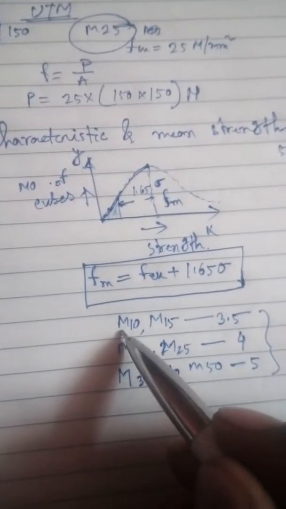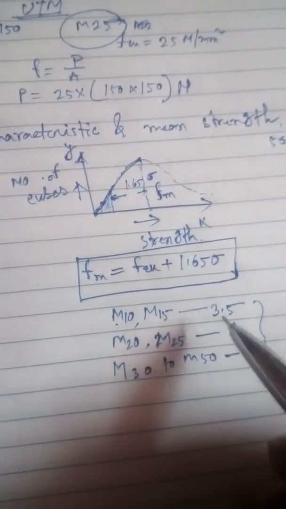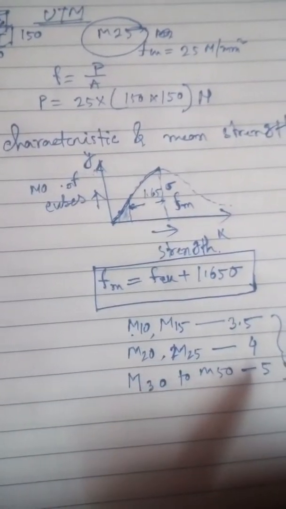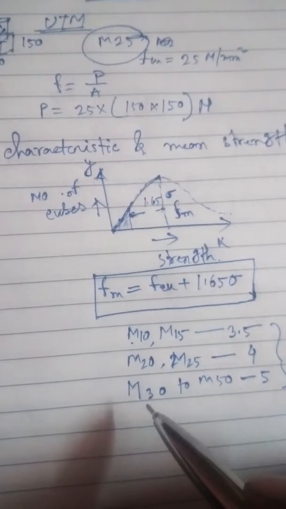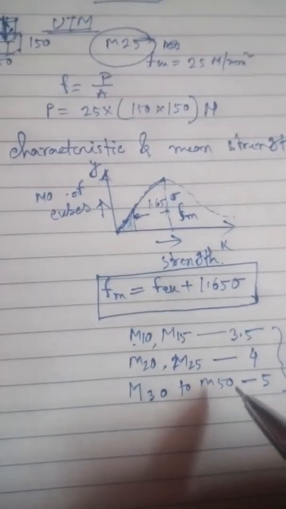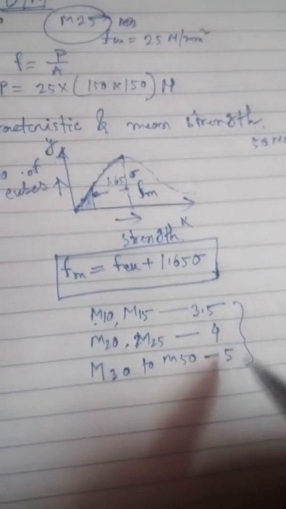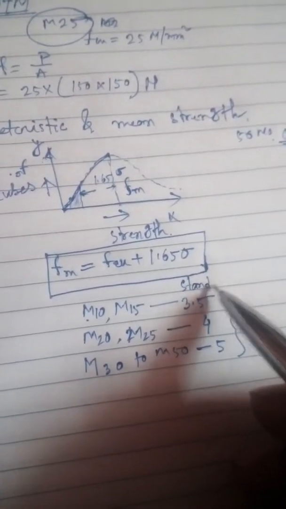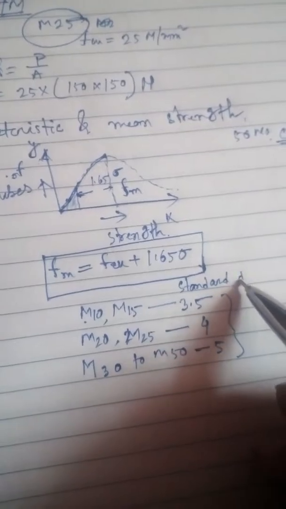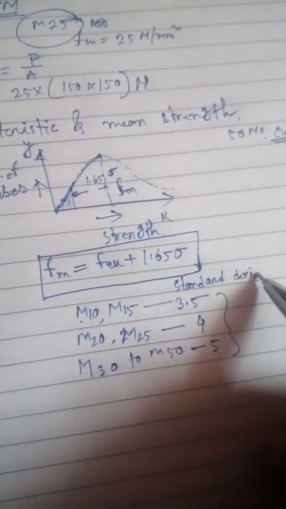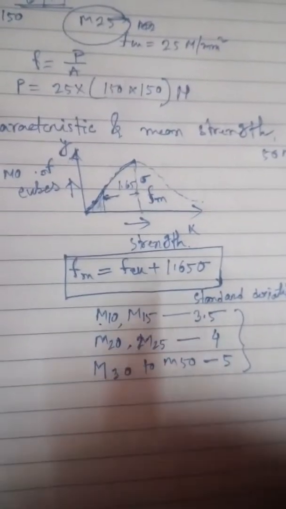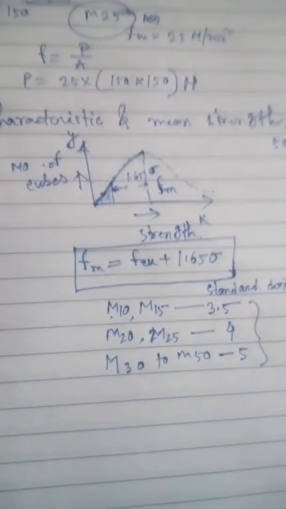Okay, for M10 and M15 the standard deviation will be 3.5. For M20 and M25 the standard deviation will be 4, and from M30 to M50 the standard deviation will be 5. Okay, so we have to remember it.